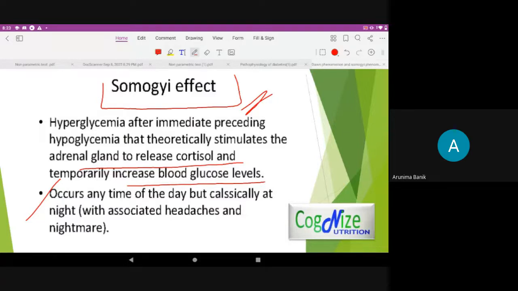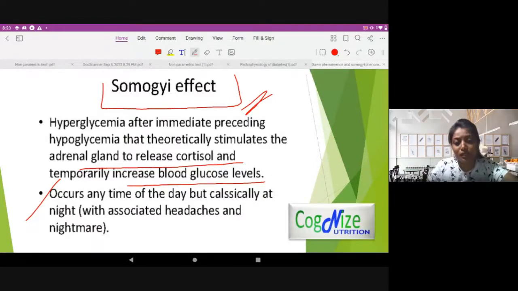whatever glucose is already present, obviously that will be lower. The insulin will, ma'am, make it go down. We're talking about diabetic patients. So, in a diabetic patient, you get to see this type of insulin surge happening by its own.